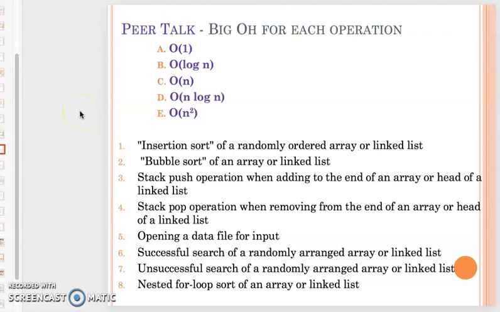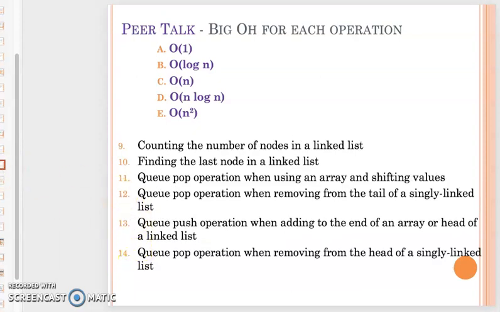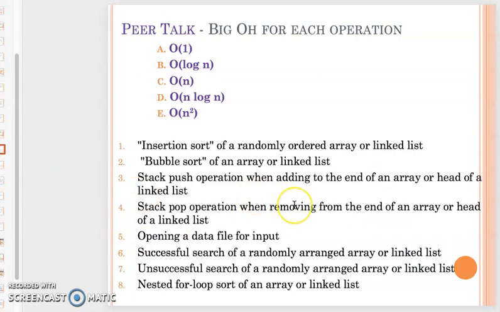Hi everyone. In this video, I just want to go over some examples of the operations and show you here. In the previous video, we talked about the different big O notations: the constant runtime, log n runtime, linear runtime, n log n runtime, and the quadratic runtime n squared. Now I want you to practice one by one, from 1 to 14. What is the runtime of each one?